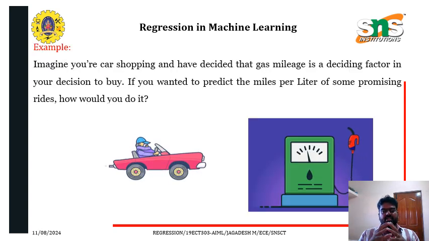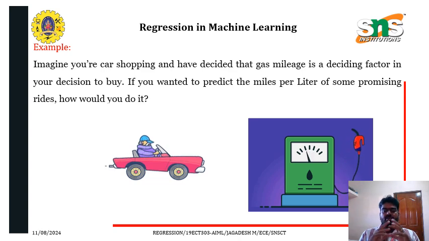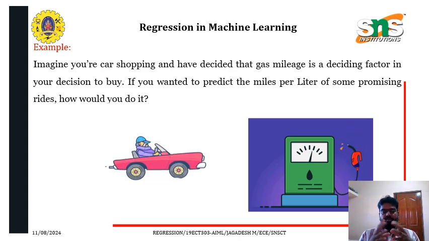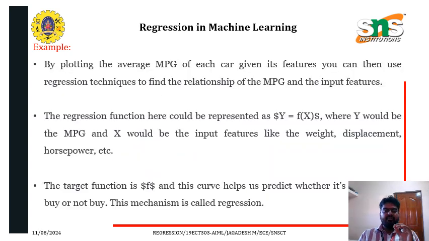So let us see one example. Imagine you are car shopping and have decided that gas mileage is a deciding factor in your decision to buy. If you want to predict the miles per liter of some promising rides, how would you do it? That means you will analyze with different parameters, like plotting the average MPG, that is miles per gallon, of each car given its features. You can then use the regression technique to find the relations of MPG and the input features.